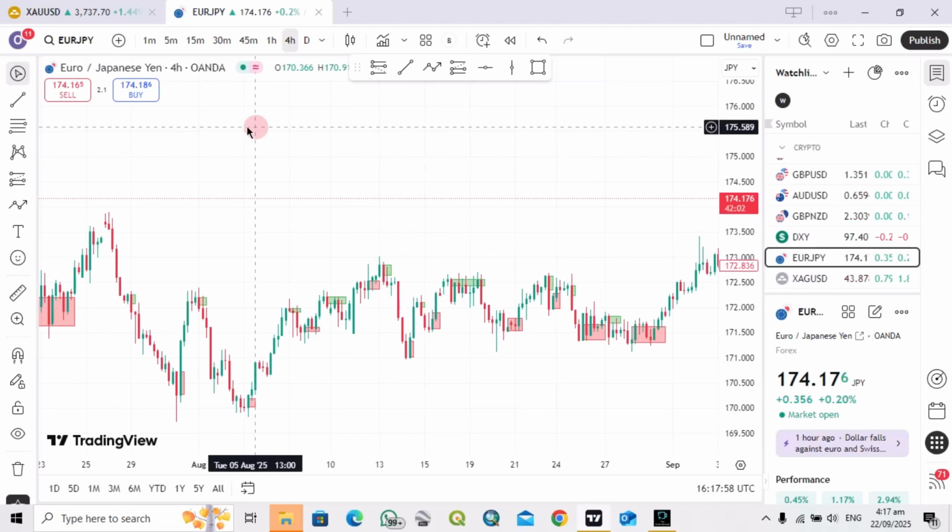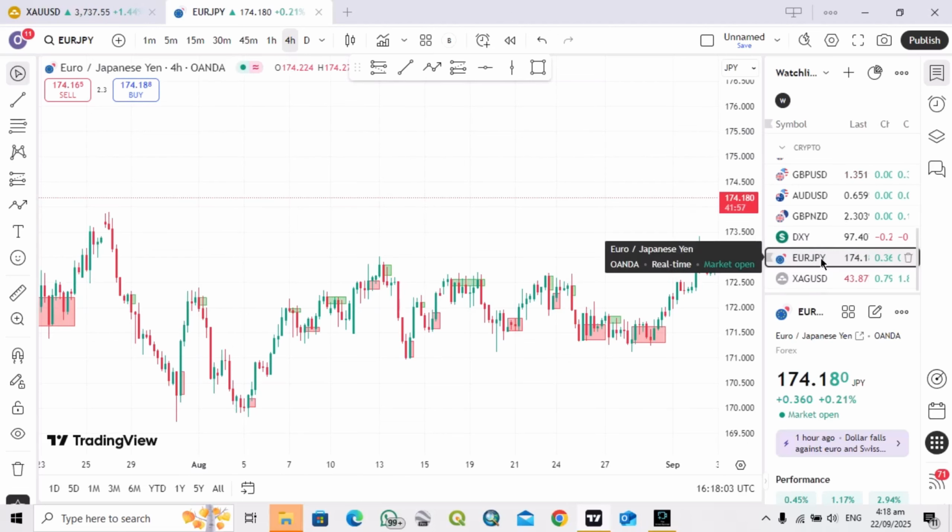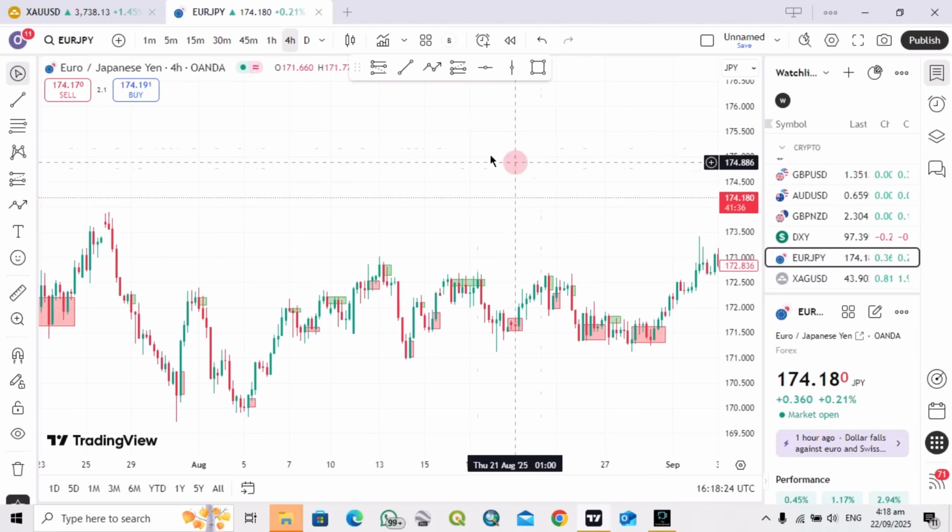Is that okay? So we have currency pairs, that is the EUR and JPY. They look at the base and the quote. The one at the back is the JPY, that is the quote, and the EUR is the base. So the base is the stronger currency, the currency that the quote is buying. So the JPY is the quote and is buying the base, the euro.